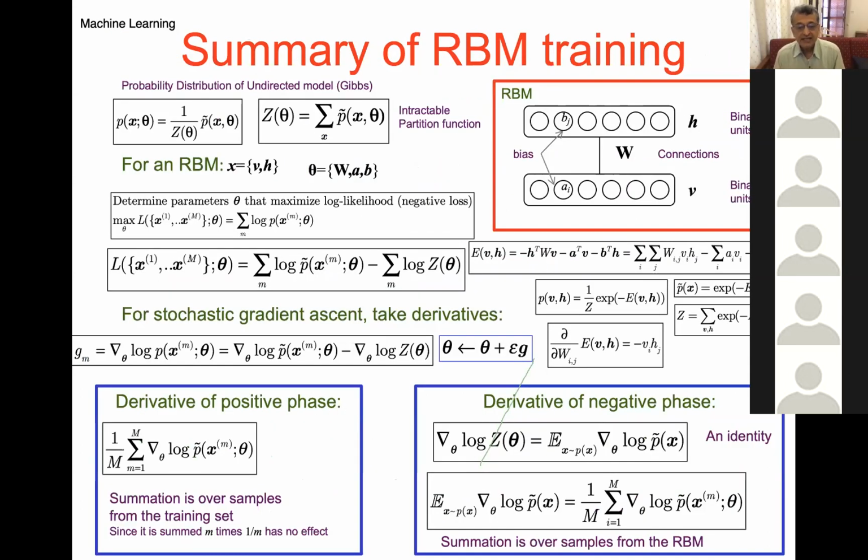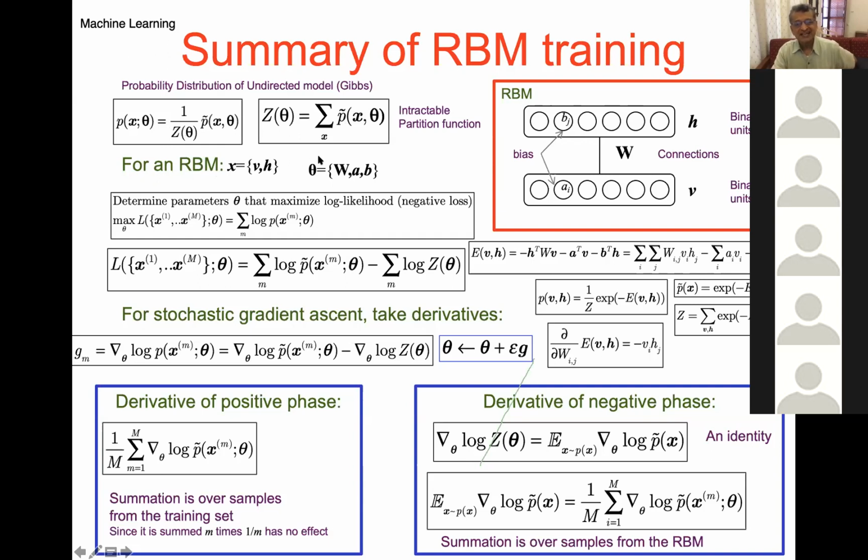This is a grand slide I prepared, which summarizes all of RBM training, all the equations we need. So we need to have this full picture to have an idea of what's going on in training in RBM, which is the simplest of the unsupervised learning models. So we have here a Gibbs distribution. Theta is the set of all parameters that go into it, right? Z is also a function of these parameters, theta.